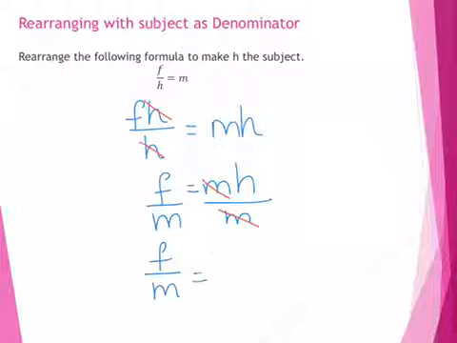so then we're left with f over m equals h. Now this is perfectly okay, it doesn't matter which side the subject is on, it doesn't have to be on the left, but if you prefer it to be on the left, you can rewrite it as therefore h equals f over m.